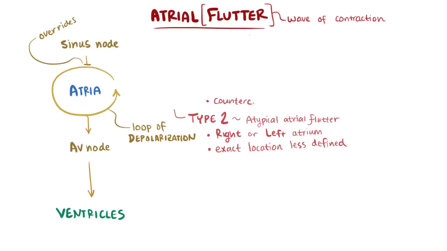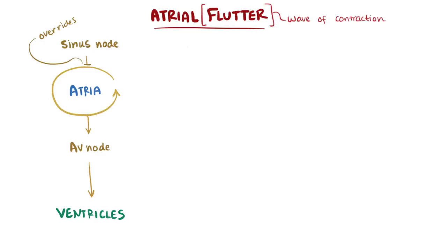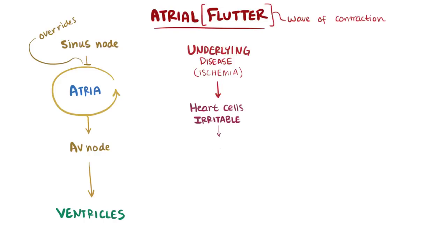Alright, since everyone has a cavo-tricuspid isthmus, but not everyone has atrial flutter, there must be something else at play here that causes a re-entrant circuit. In most cases, there's some underlying disease, like ischemia, that makes the heart cells more irritable, which can change some of their properties, like the refractory period, making it more likely re-entrant circuits develop.